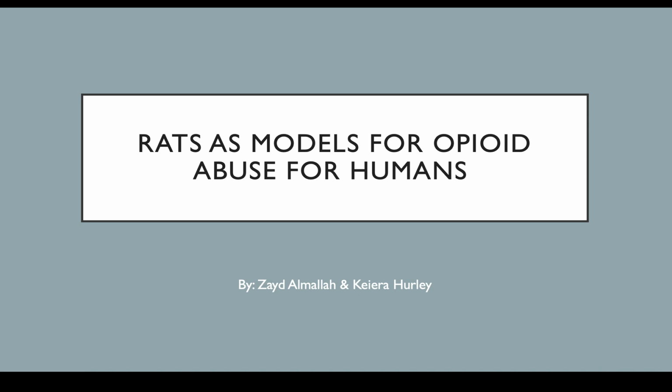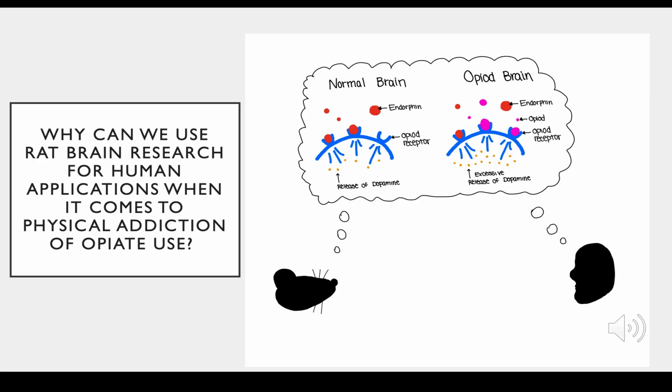This video will discuss the idea of rats as models for opioid abuse for humans by Kira and myself, Zaid. To delve a bit deeper into this subject, we will be asking ourselves, why can we use rat brain research for human applications when it comes to physical addiction of opioid use?